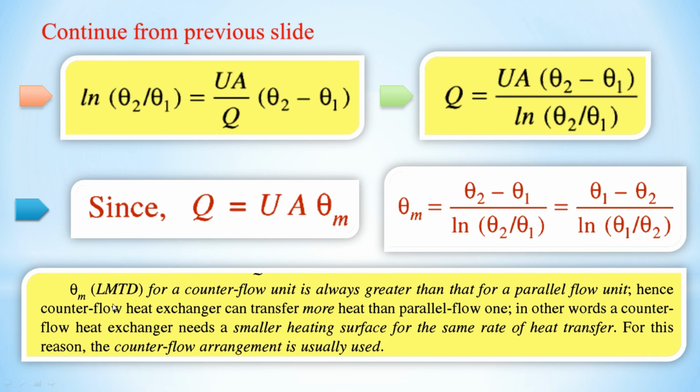Theta m means it is the logarithmic mean temperature difference. For a counter flow unit, it is always greater than that for a parallel flow unit. Hence, a counter flow heat exchanger can transfer more heat than a parallel flow one. In other words, a counter flow heat exchanger needs a smaller heating surface for the same rate of heat transfer.